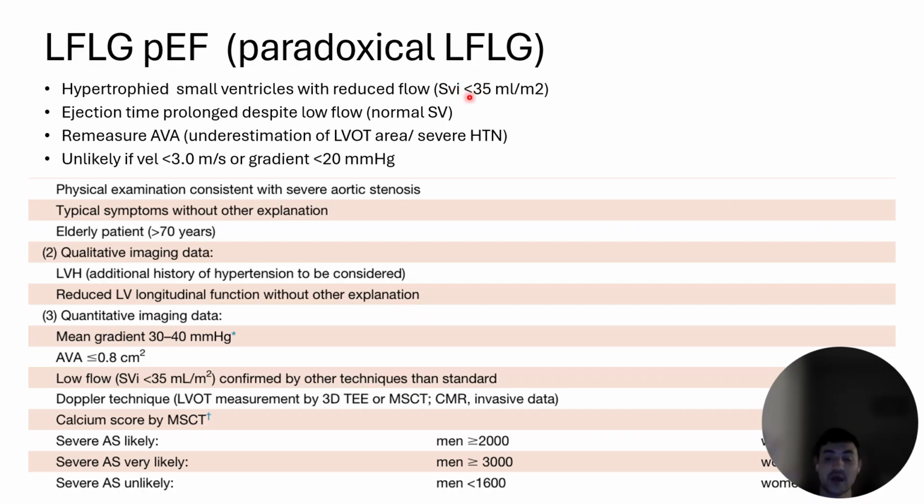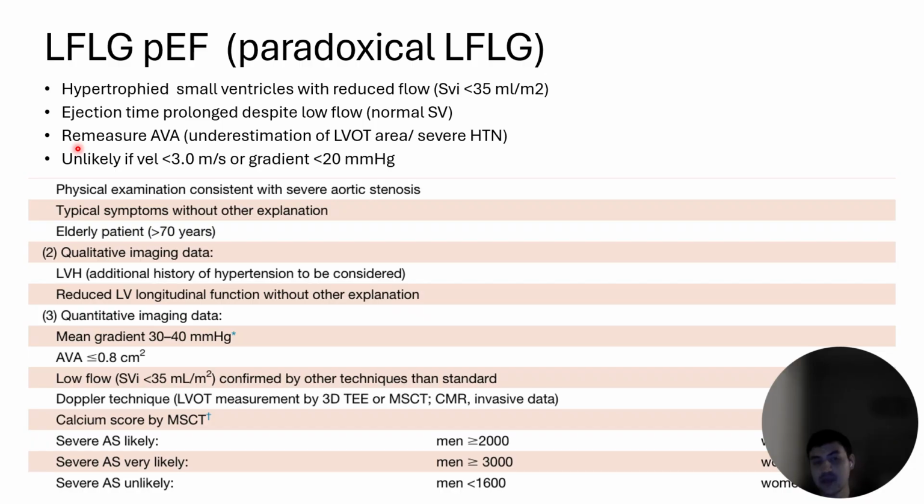Although your ejection fraction is good, ejection time is prolonged despite low flow. So normal stroke volume, meaning it takes a long time to eject that volume, but you don't generate enough flow during that time. That is why you have a low flow, low gradient, preserved ejection fraction.